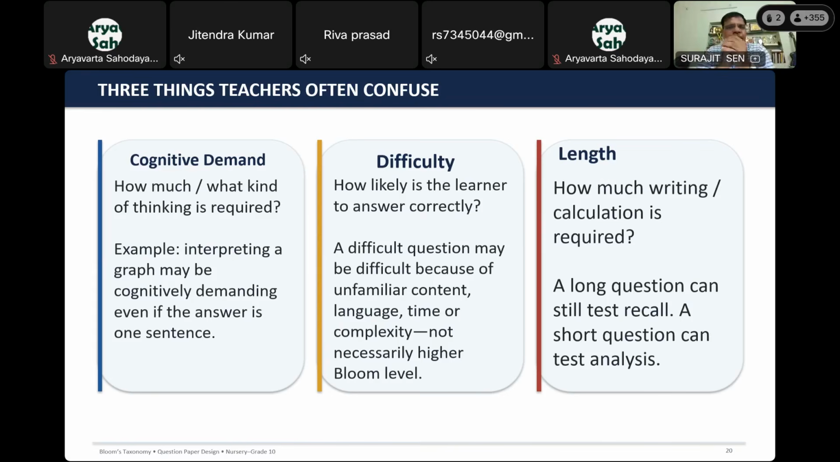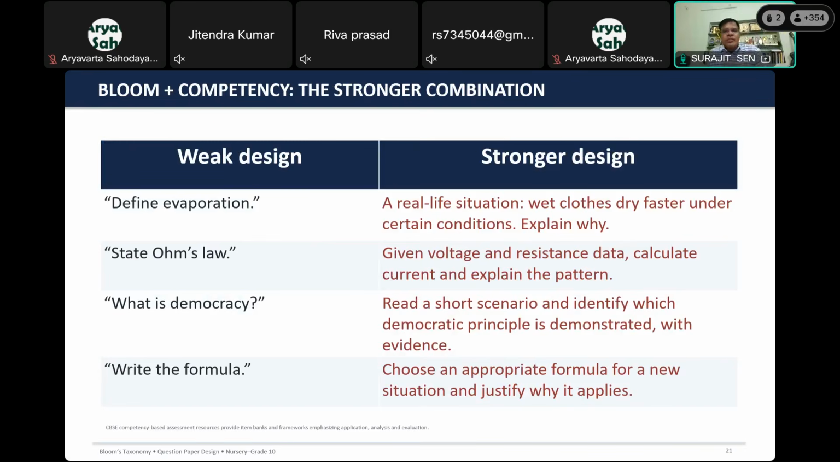So there we need a few things to remember. What is the cognitive demand? According to that, we will ask the question. We are going to understand the difficulty level. Don't use unusual words and all, which the student will not understand. And what will be the length of the question? How much they should write? A good question setter always thinks about this. Keep these things in mind and make the question paper.